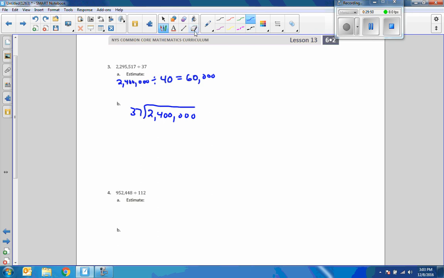Oh, long day, sorry. It's not the round, it's the original 2,295,517. 37 will not go into 22, so we're going to put it into 29, so it's 229. And I have 1, 2, 3, 4 zeros, which is 10,000. We're going to divide that by 37. And that's going to give us, I'm running out of room, so right below.